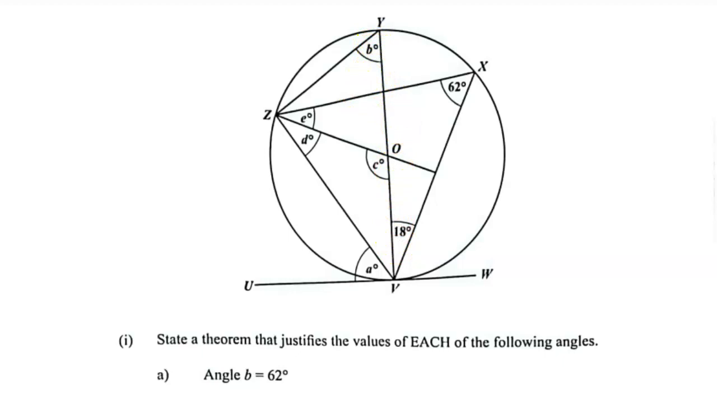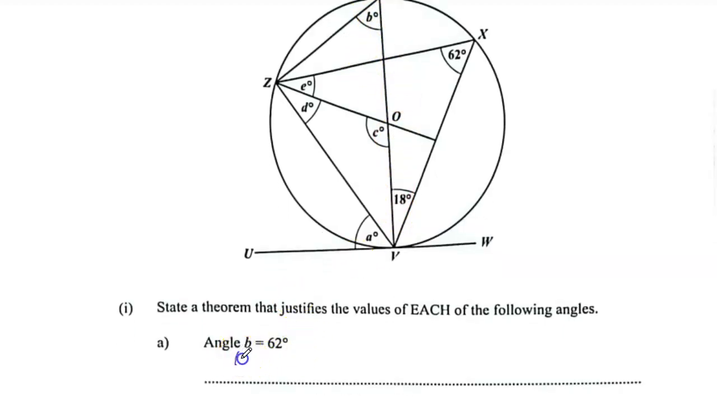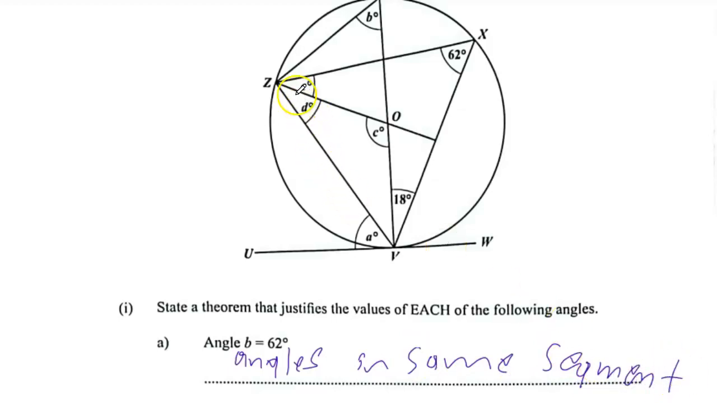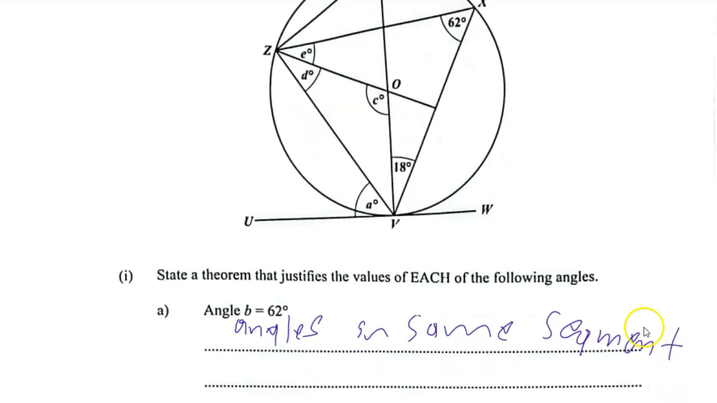So these are angles in the same segment. I could write out that these angles are formed from the same chord, ZV.